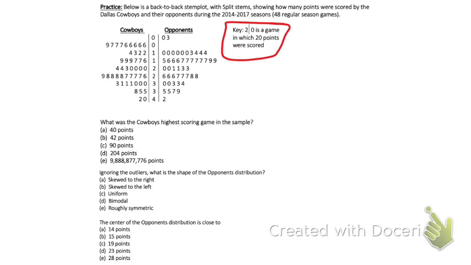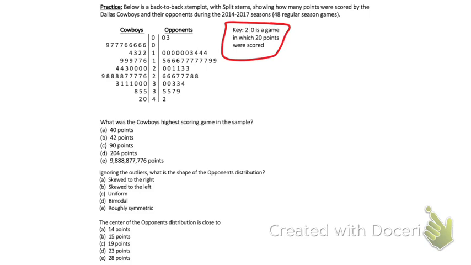Do you see it? So it's 40 and 42 there. What was the Cowboys' highest scoring game? We just said that. What's the answer? 42. Very good. The answer is 42.